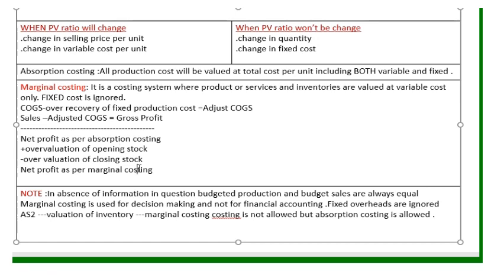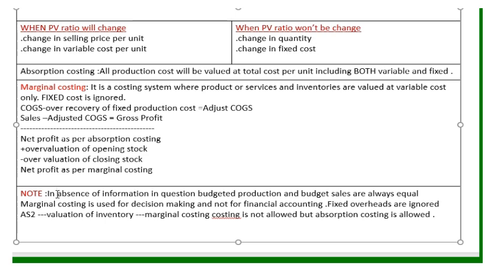So after the reconciliation statement, the profit arrived at from the reconciliation statement will be the same as the profit arrived at in marginal costing. Note: in the absence of information, budgeted production and budgeted sales are always equal.